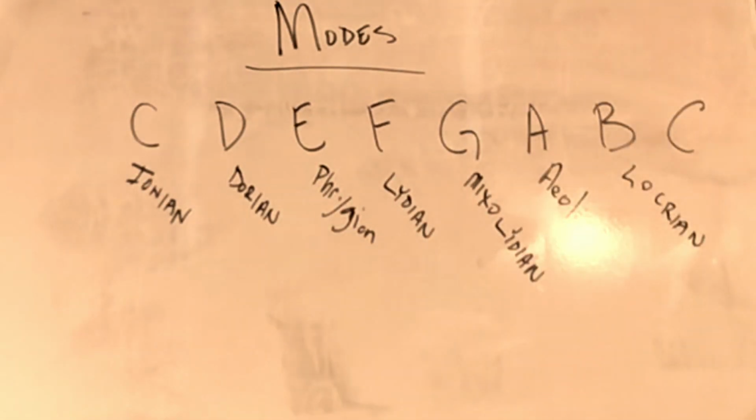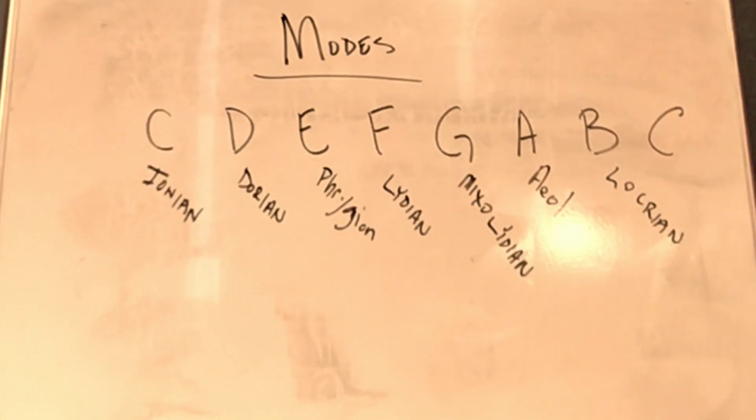So the first one is C Ionian, and that really is the parent scale. That's the major scale. That is C major. So that's just a fancy way of saying play C major scale. If you said play me an Ionian mode, that's the parent scale. You're playing C to C.